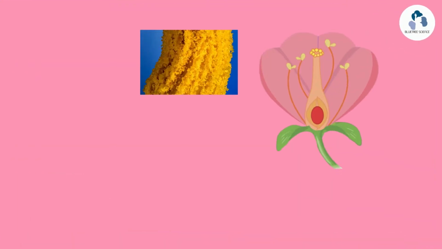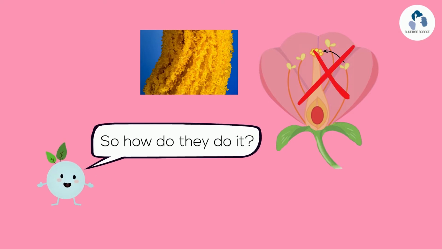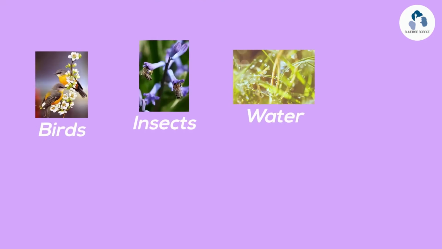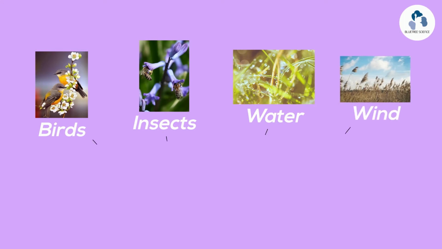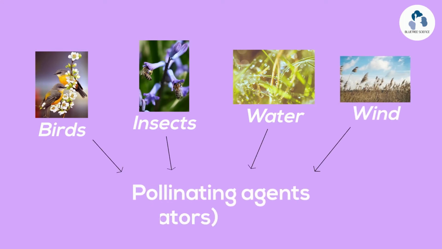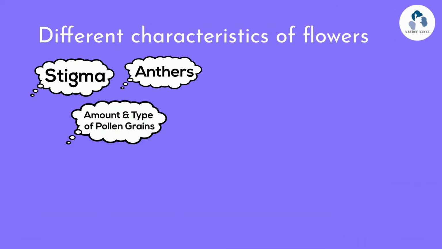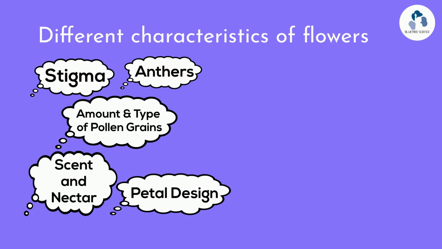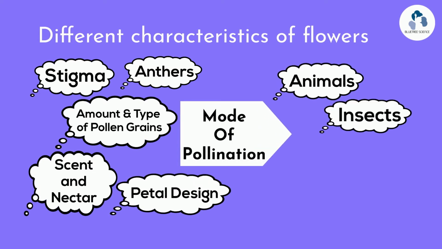Obviously, pollen cannot move by themselves from the anthers to the stigma. So how do they do it? Well, they rely on birds, insects, water, and wind, which act as pollinating agents or pollinators to assist in pollination. Different flowers have different characteristics depending on their mode of pollination.